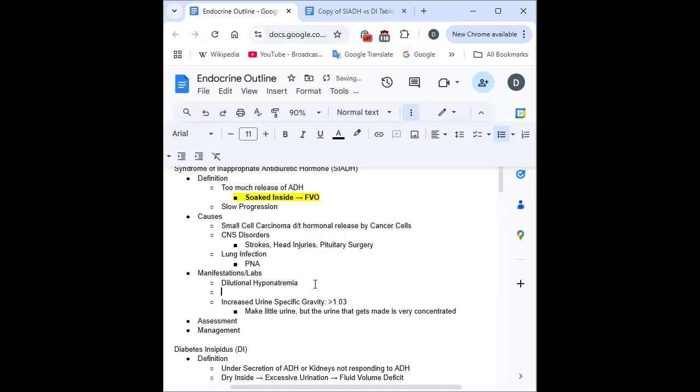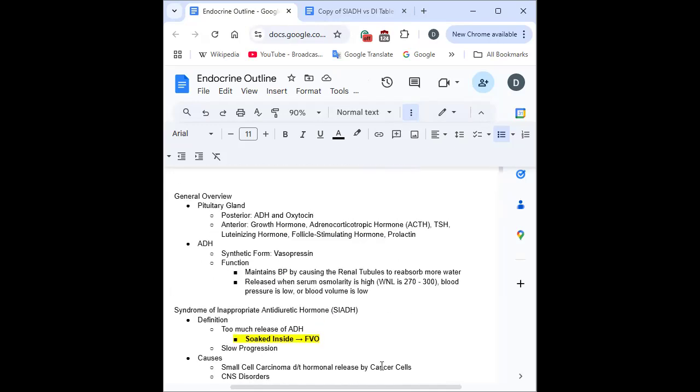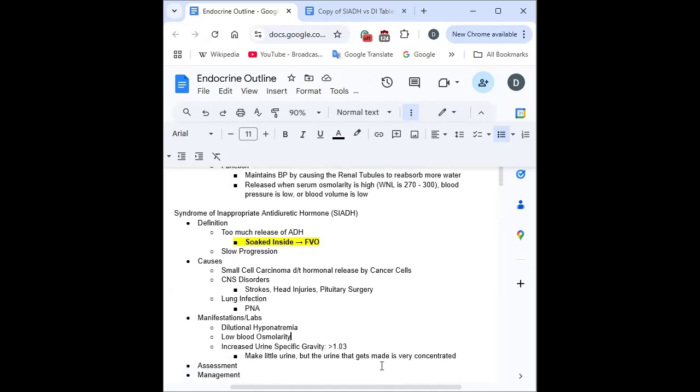So something else you might see is low blood osmolarity. Again, when that number is low, with your normal being 270 to 300, that means the concentration of electrolytes is low, and in this case it's because the blood is being diluted.